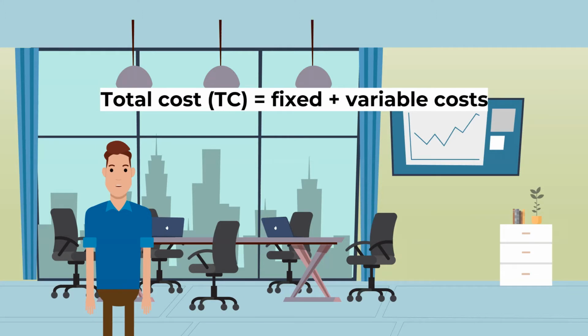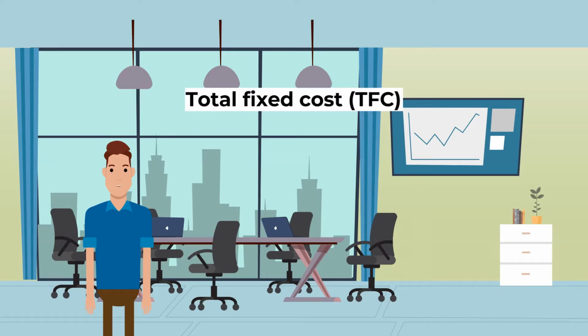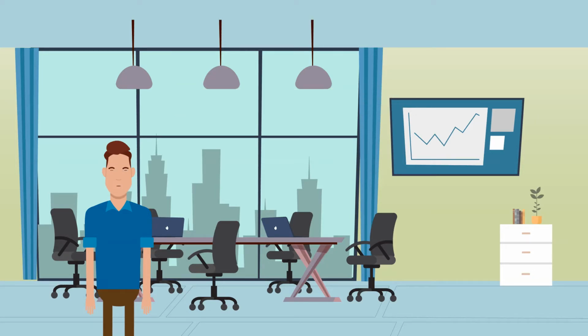Total cost, or TC. This is the cost of producing a given level of output. It is calculated by fixed costs plus variable costs. Total fixed cost, or TFC. These are costs that do not change with output and remain constant. For example, rent and machinery. Total variable cost, or TVC. These are the total costs that change directly with output, for example, materials.